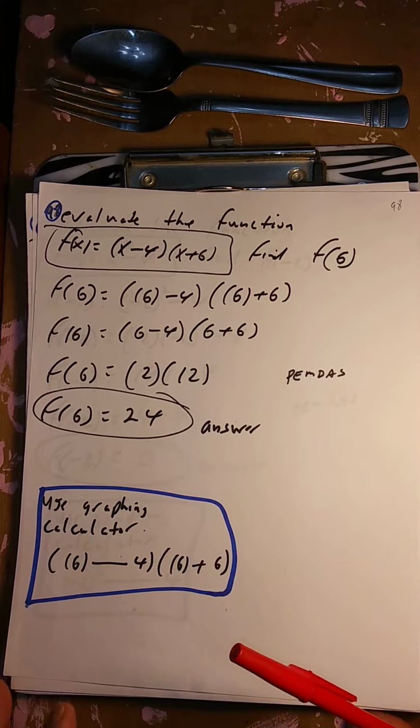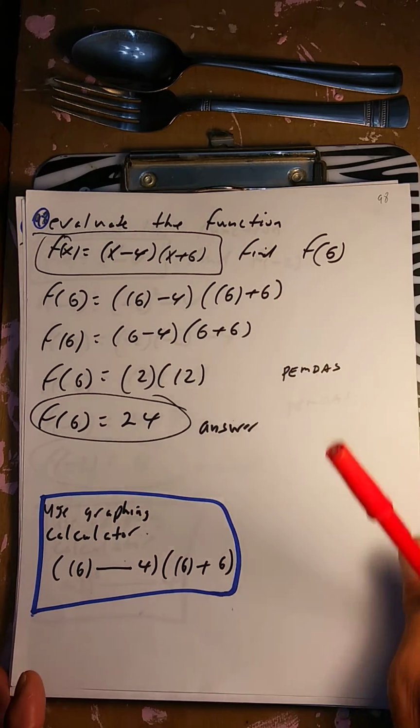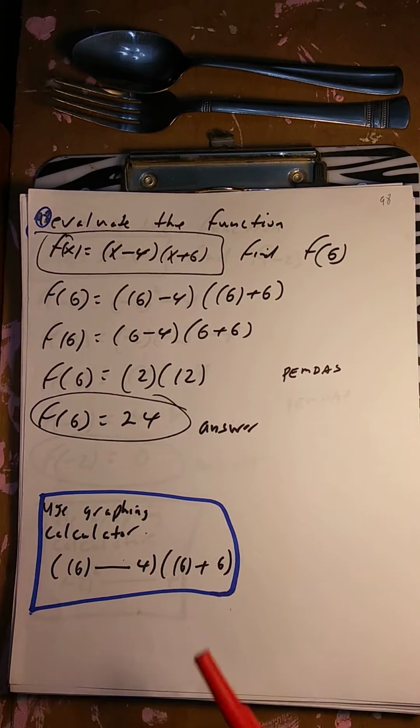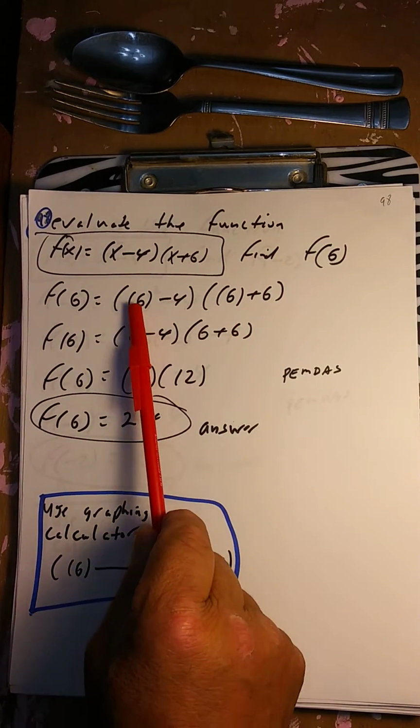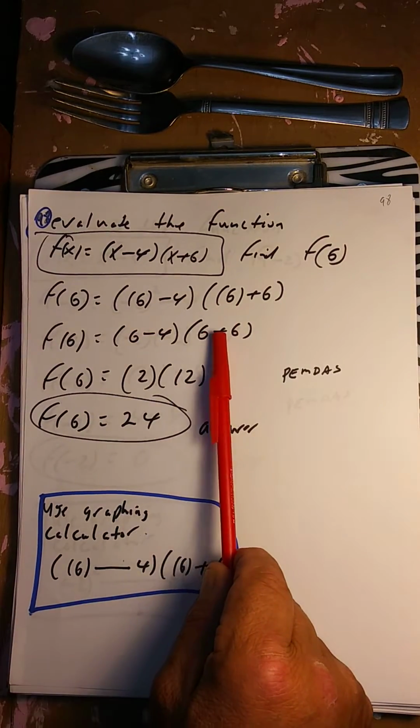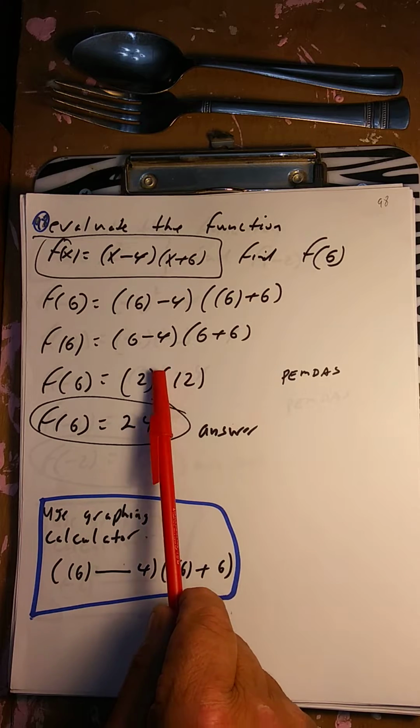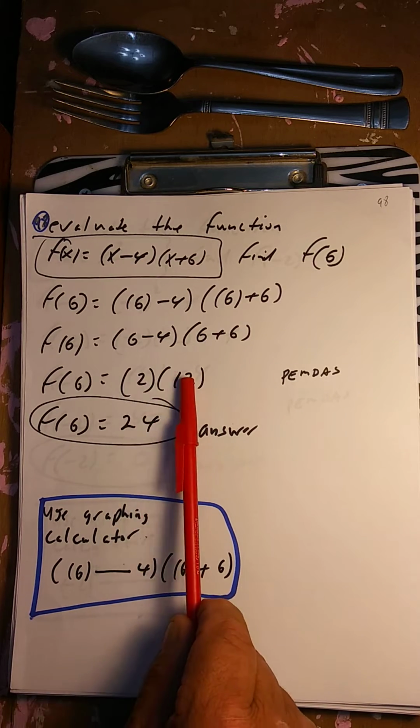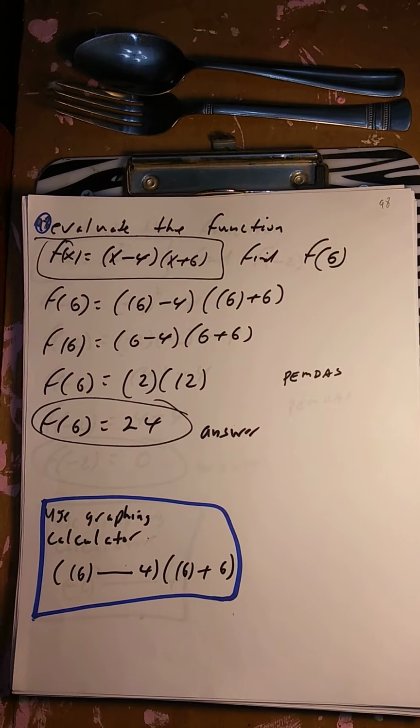Find f of 6. Alright, that's fine. We can do that. So, put the number in there. 6 there and 6 there. So, 6 minus 4, 6 plus 6. 6 minus 4 is 2. And this is 12. And positive times a positive is a positive 24.